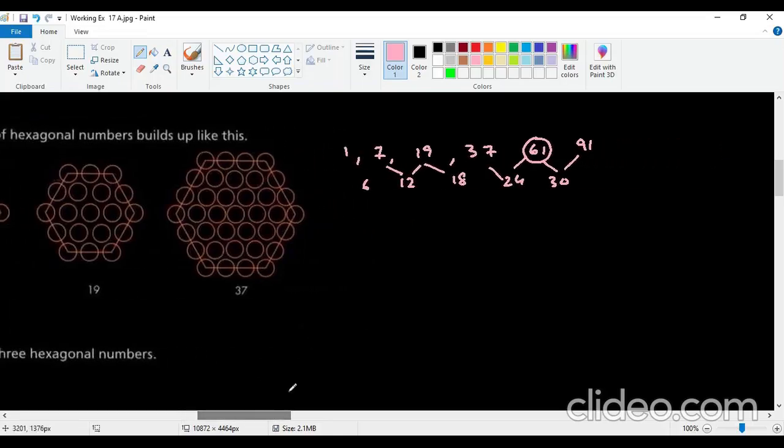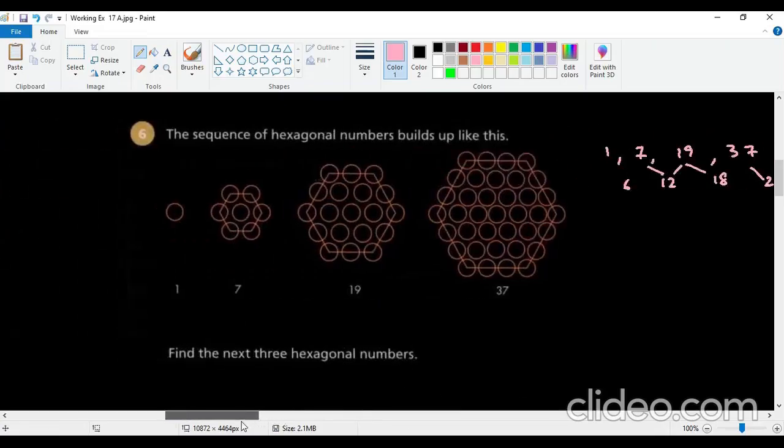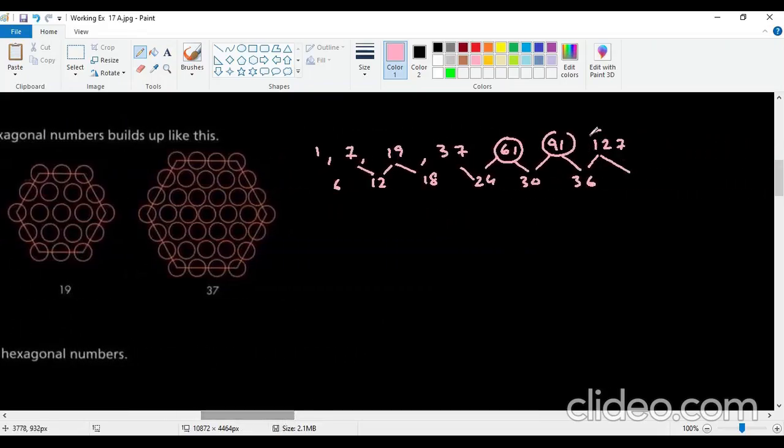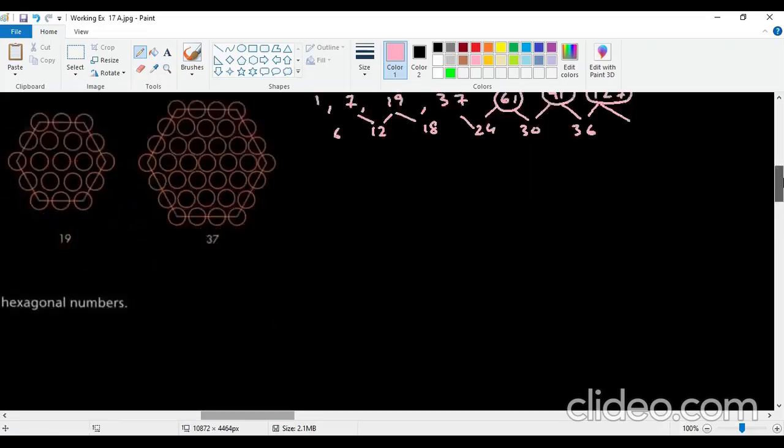And when we move on like this, the next number is going to be 36, because 6 times 6 is 36, and 91 plus 36 is going to give us 127. And like this we can keep on going. Are they asking for 3 hexagonal numbers? So these are the 3 hexagonal numbers. Next, definitely you can keep on going and you will find the numbers.